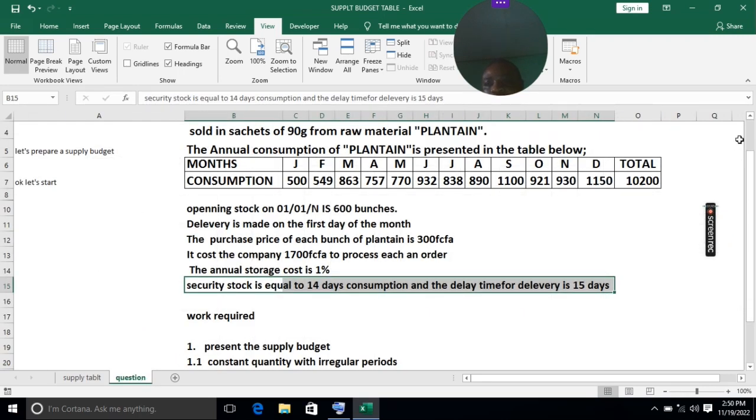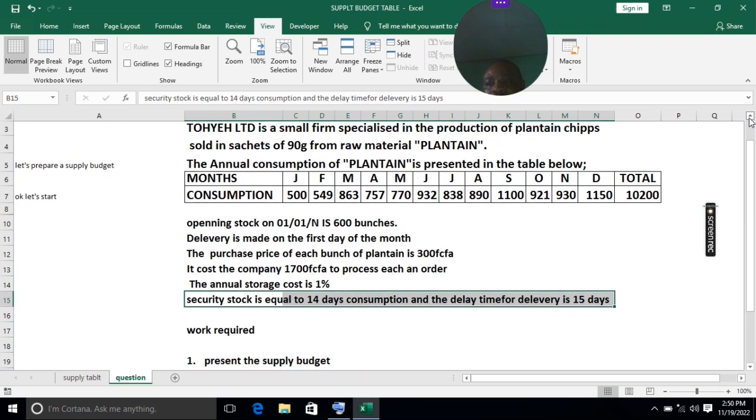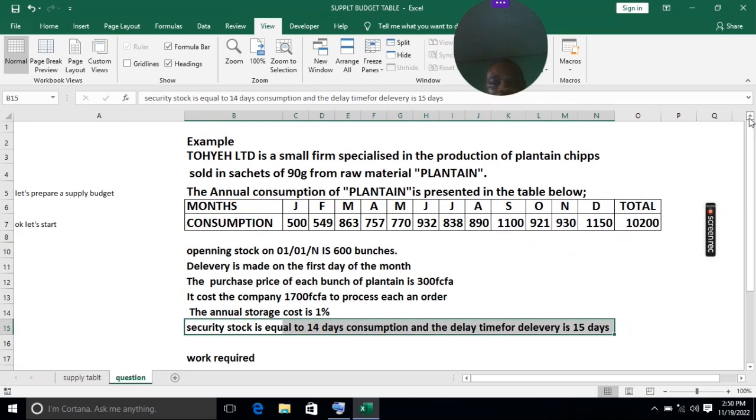This is the question. You can see it. The question is an example, and the example goes thus. Toye Limited is a small firm specialized in the production of plantain chips sold in sachet of 90 grams from a raw material, plantain. The name of the raw material is plantain. The actual consumption of plantain is presented in the table below. Plantain here is the raw material.